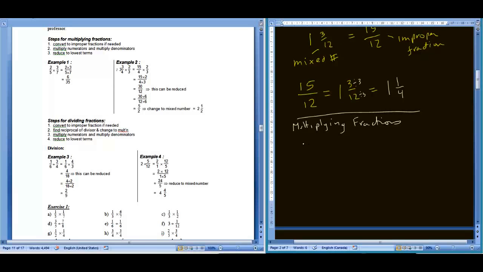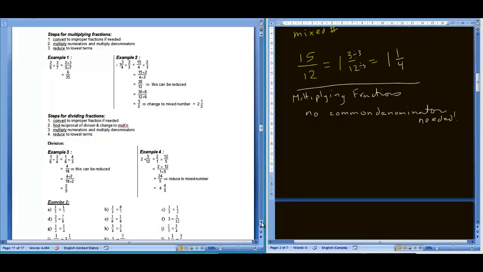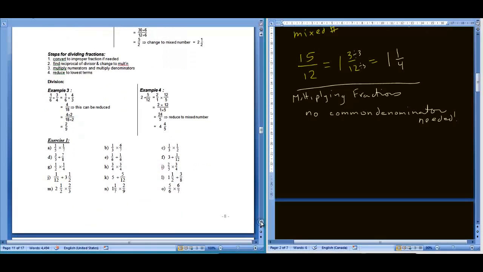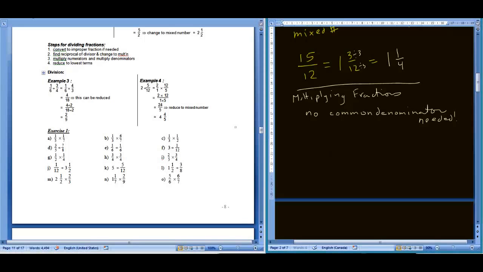The only difficulty is after you learn adding and subtracting, you need to remember, until you get really comfortable with them, no common denominator needed. And division of fractions is pretty straightforward too. The only trick is that you need to find the reciprocal of the divisor. So let me just go over that quickly here.